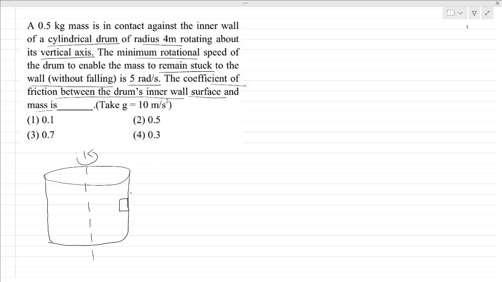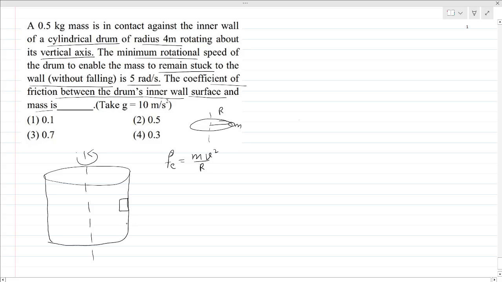Now, since we talk about the rotation, we know that centripetal force Fc is the force which is needed for any object to move in a circular orbit. So to move in a circular orbit of mass m, we can write that Fc equals m v square by r, where r is the radius of the circular path. So here you can see, the rotation of the cylindrical drum about the vertical axis is responsible for the object to remain stuck to the wall.